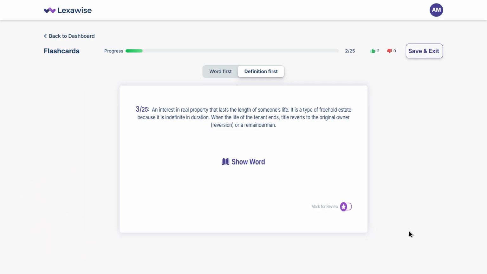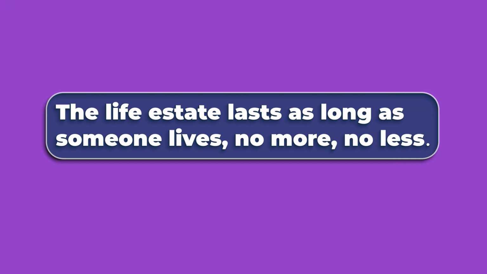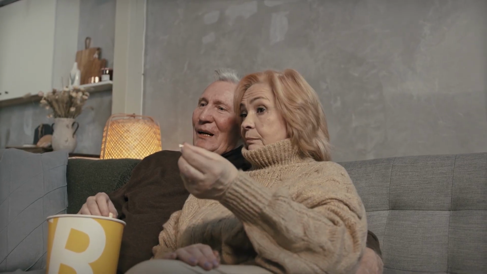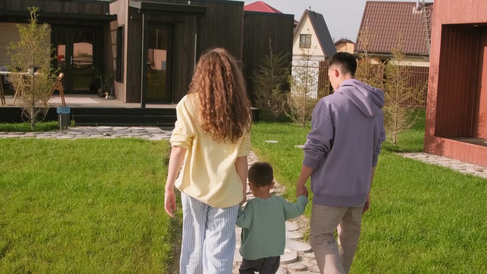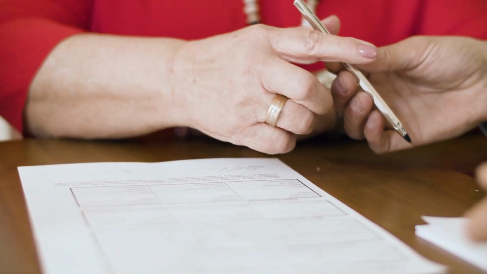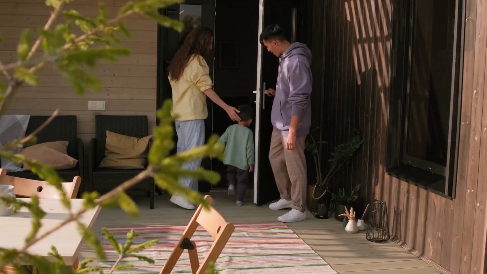The answer here is life estate. The life estate lasts as long as someone lives. No more, no less. It's perfect for estate planning. Example, parents want to live in their home until they die, but ensure it goes to their kids. They create a life estate, they live there for life, then it automatically transfers to the children without probate.